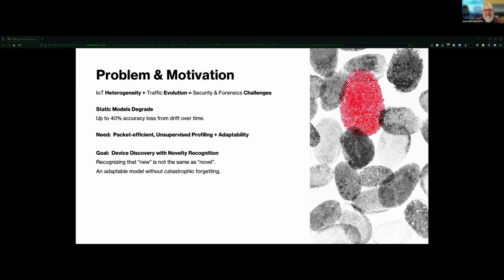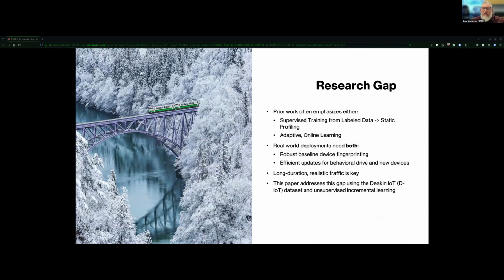So most prior work falls into one of two camps: either heavy supervised training on labeled data that produces these static profiles, or purely adaptive online learning that never quite builds a solid baseline. Real-world deployments need both at the same time: robust fingerprinting plus efficient updates for behavioral drift and the introduction of new devices. Long-term realistic traffic capture is also essential. This paper fills that gap by using the Deakin University IoT traffic dataset and a fully unsupervised incremental pipeline.